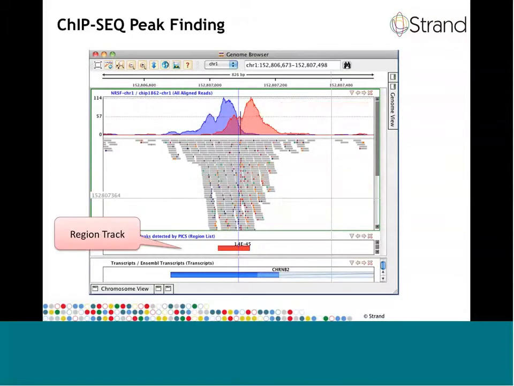So the result of the peak finding algorithm is a list of regions that represent the extent of the coverage peak, and is basically just chromosome name and start end coordinates, like a bed file, plus some score and p-value that reflect the confidence in the peak being real.